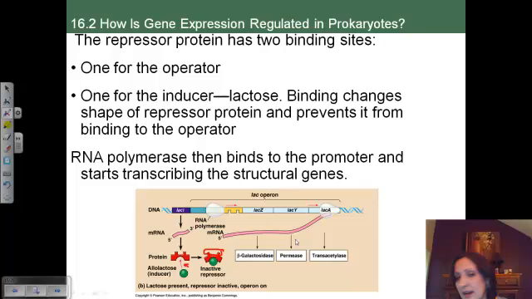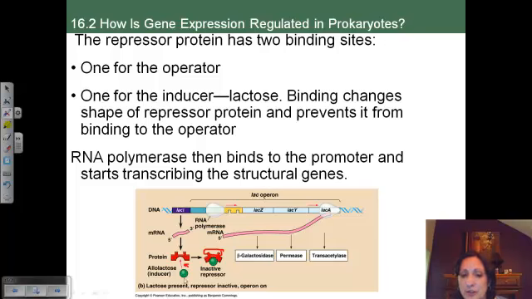So this is our lac operon, and in this case, we have lactose present. Now the lactose itself is going to bind to the repressor and change its shape so that it can no longer bind to the operator. RNA polymerase can transcribe the gene, and the gene codes for 3 protein products that break down the lactose, which started the whole process.